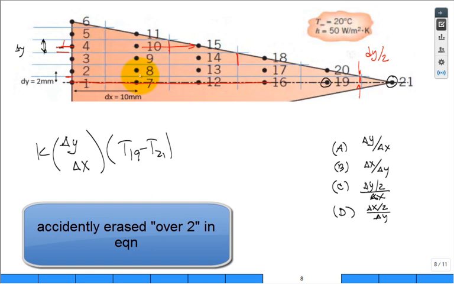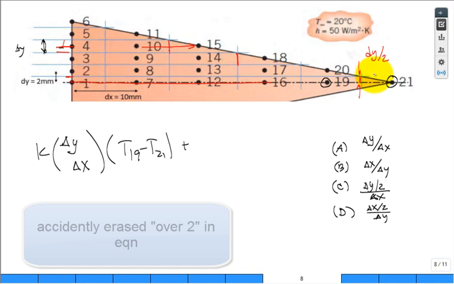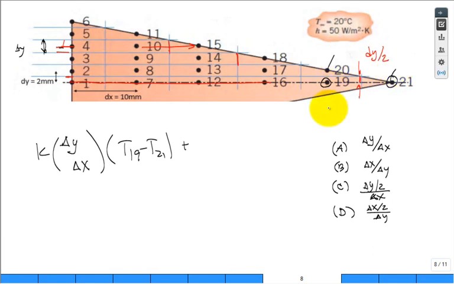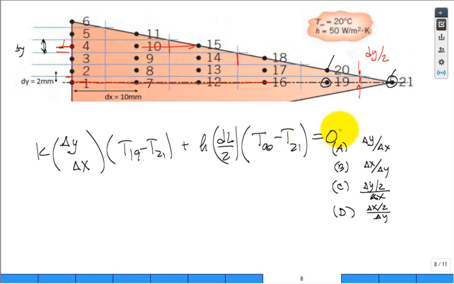Oh, yes, I have to finish it out. Thank you. So now what we're going to have is not a dl, but an h dl over 2 for the convective times the T infinity minus T21. The sum of those two is equal to 0 for the energy balance of node 21. Thank you for not letting me forget that. Does that look good?